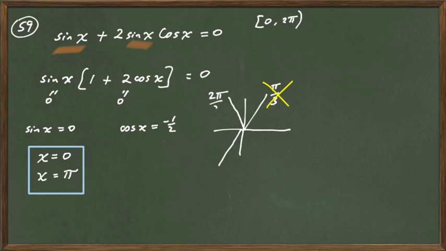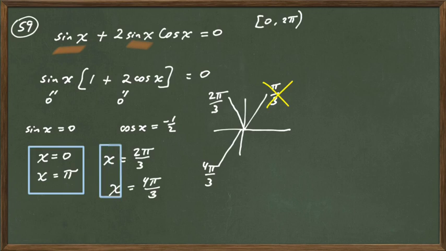2/3 pi and 4/3 pi, right? So you might have 2/3 pi and 4/3 pi. And I believe these should be your answers. Anything bigger is going to be bigger than 2 pi.